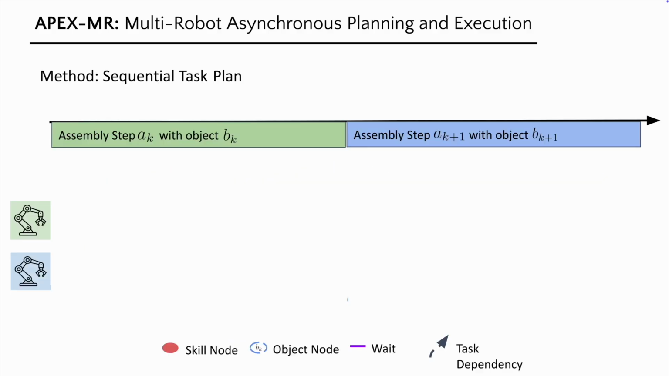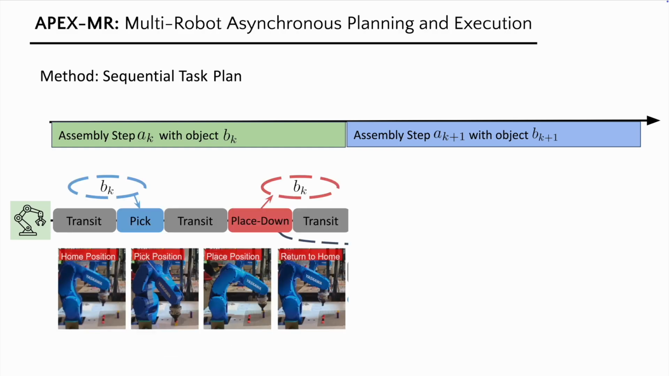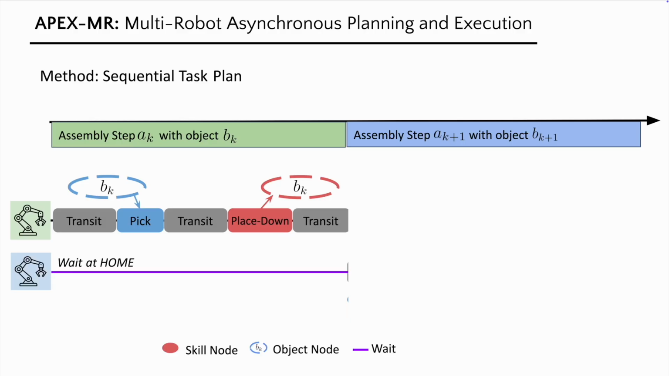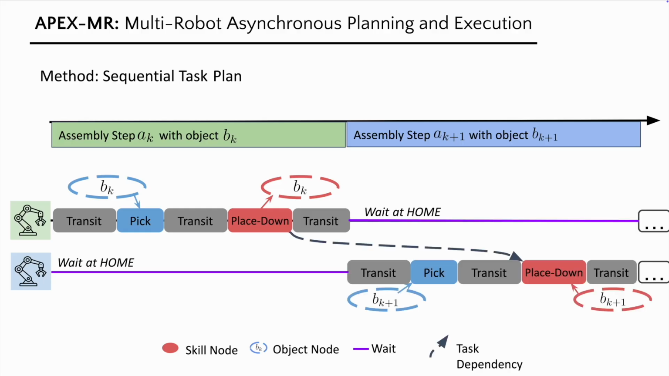In the sequential task plan, each robot starts from its home pose, then transits to pick the object, place the object, and finally back to its home pose. Only one robot is moving at a time, while the other robot will be waiting at its home pose. Then, the other robot starts picking the next assembly step and finishes its pick and place. We also add a task dependency to ensure that the green robot must place its block k before the blue robot can place its block k plus 1.